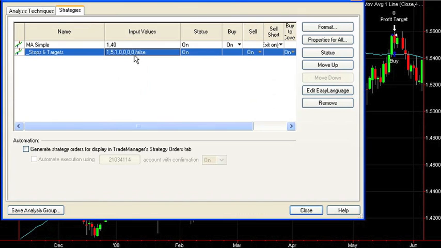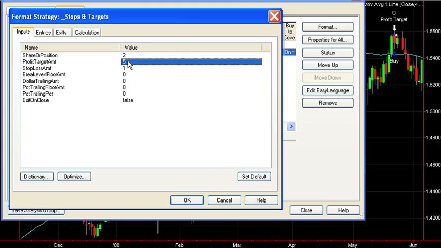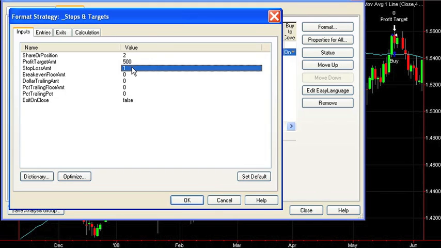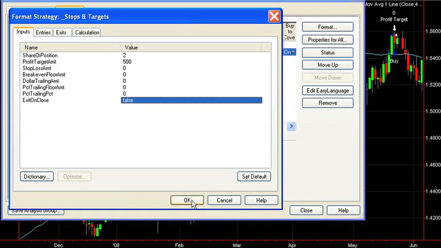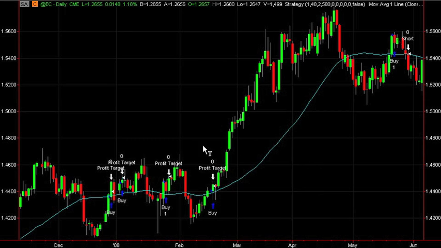Go to Strategies, Format. The first input determines if we're going to base our profit targets either per share or per position. So the first one is profit target. For example, let's try this with a $500 profit target. Let's say stop loss amount is 0 and no exit on the close, of course, because we want to hold for several days. So here you can see, in this area here, it hit the profit target.